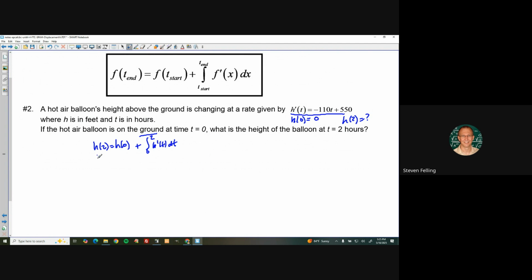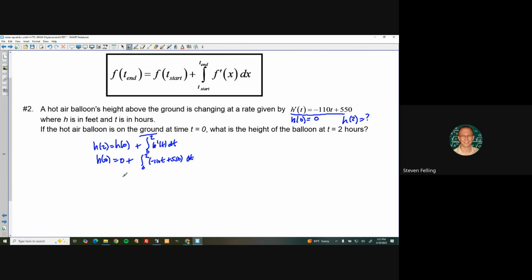Okay, and that means that since we're on the ground, we're just taking the derivative here. We can use, again, a calculator, or we can do it by hand. Let's do this by hand this time. 0 to 2 of negative 110t plus 550.